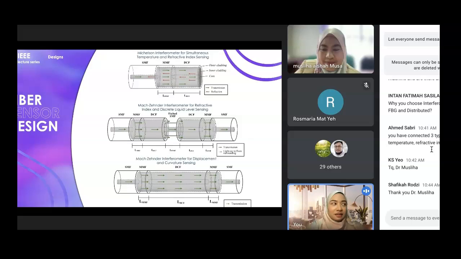Yeah, that makes sense. Basically, you can manipulate the fiber much more freely compared to using FBGs, yes. Right? Okay. So I hope that answers Intan Fatima Sasila's question.